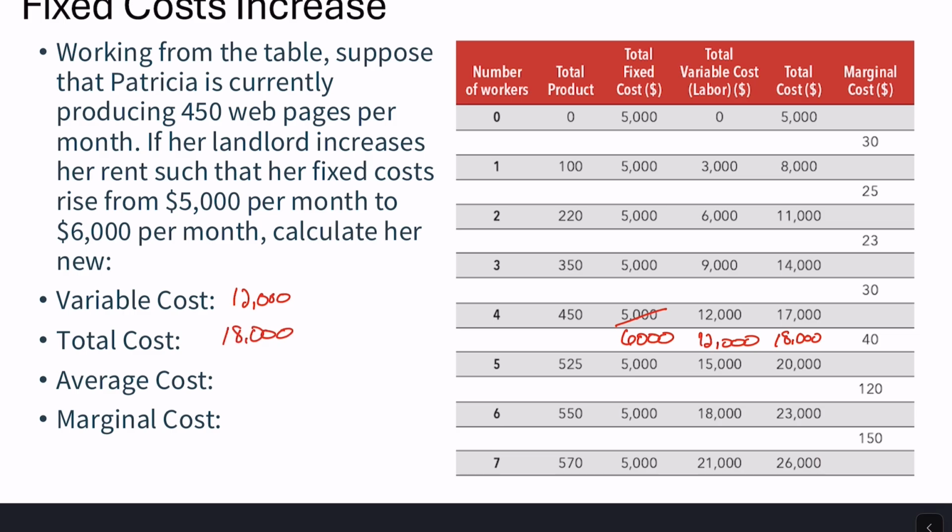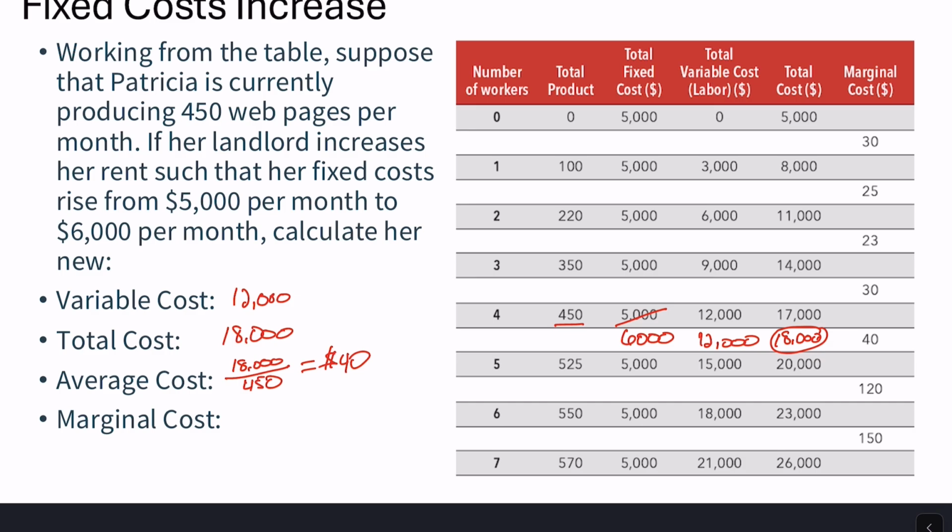Great. Average cost. Well, yeah, this is going to be new because we have to recalculate this on our new total cost of 18,000. So that's going to be the 18,000 total cost divided by the number of units, 450. Our new average cost will be $40, like so.